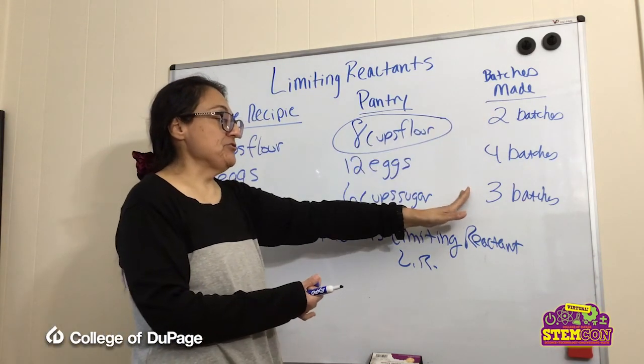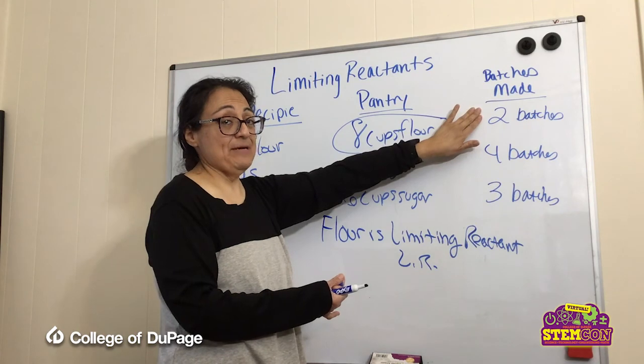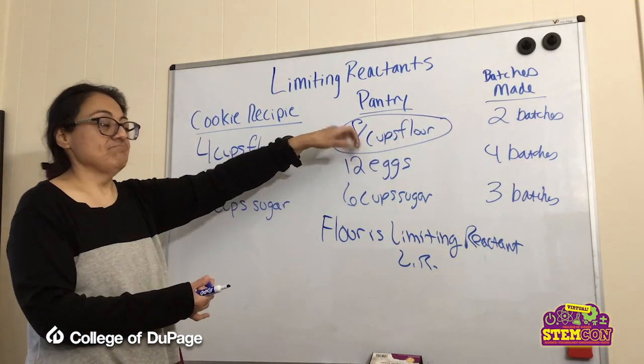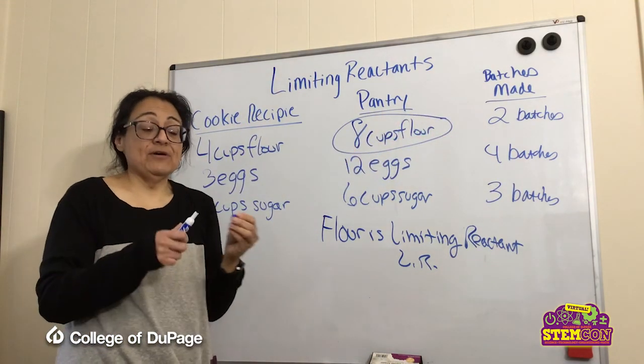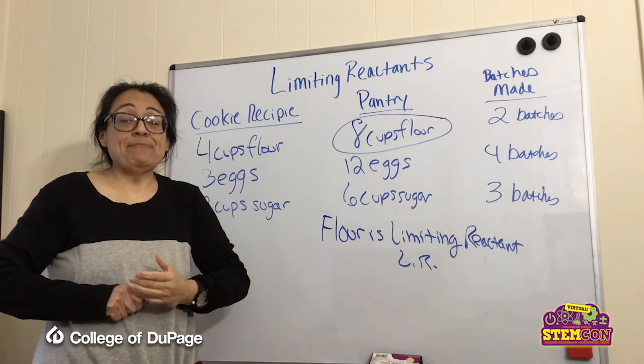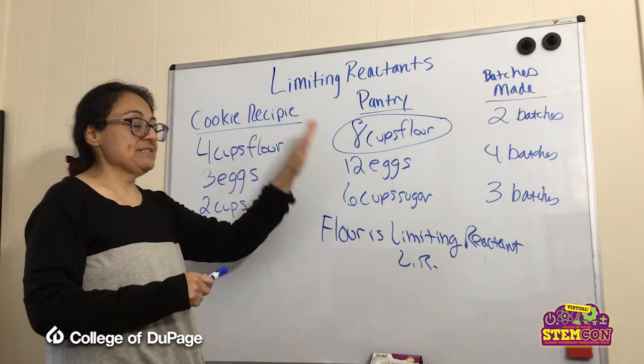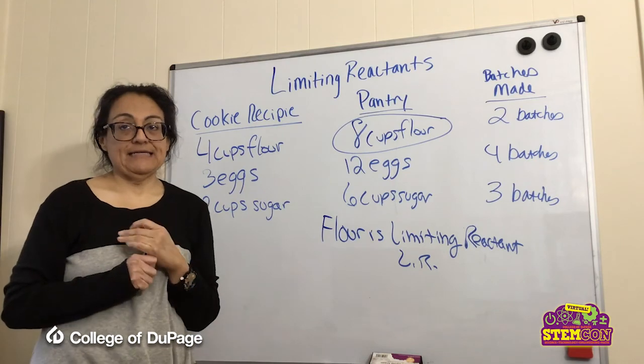These are the amount of batches you can make. This is the least amount. This is the limiting reactant. So flour is a limiting reactant. It's going to determine how many batches of cookies we can make. Once the flour is gone, the cookie making stops.